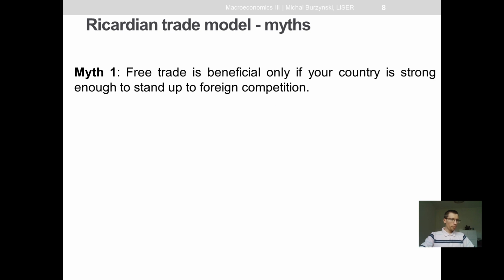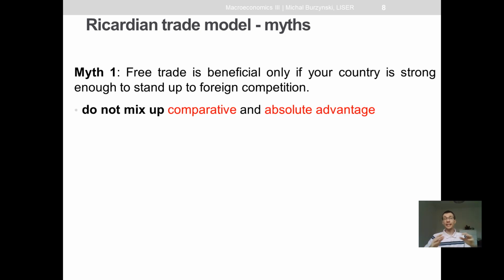Okay. So before giving you a computational example about the principle of comparative advantage, let us first discuss what the Ricardian trade model does not say. What are the myths or mistakes in terms of interpreting the outcomes of this model? The first myth you can find in media or in some opinions expressed by some pseudo experts is that free trade is beneficial only if a country is strong enough to stand up to foreign competition. What does it mean? Well, it means that according to this particular opinion, trade is good only for the rich and developed countries. If you are a poor African country, you will never ever gain from international trade that is motivated through comparative advantage.